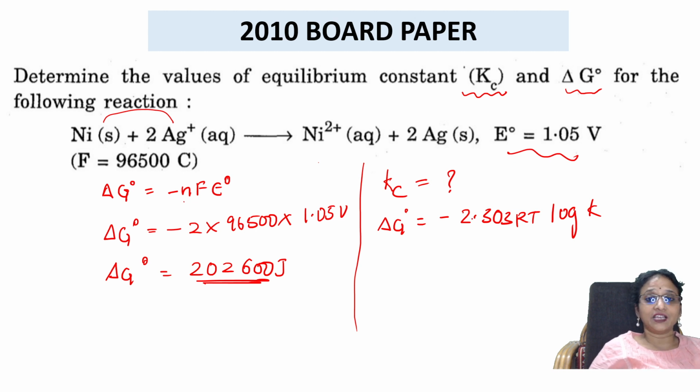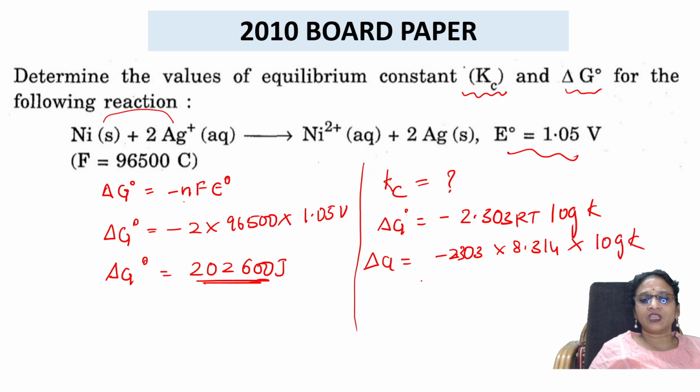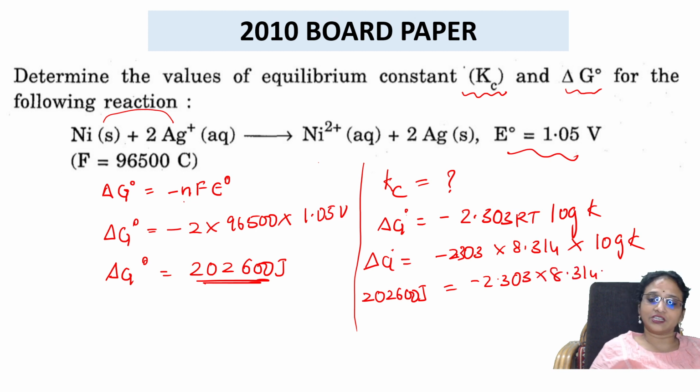So remember, now I'm going to introduce the values. Delta G naught is minus 203... 2.303. The R value is nothing but 8.314. How much is log K? I don't know, I have to find out log K. Delta G naught value I already know. It is 202600 joules is equal to minus 2.303 into 8.314 into log K.